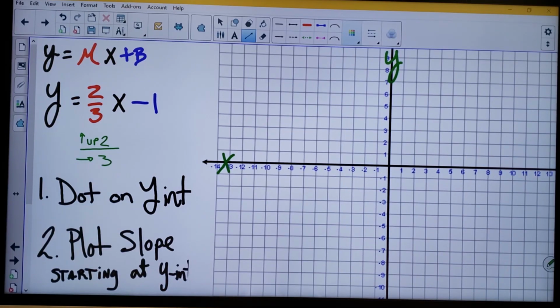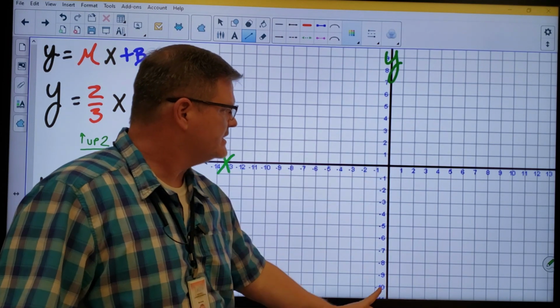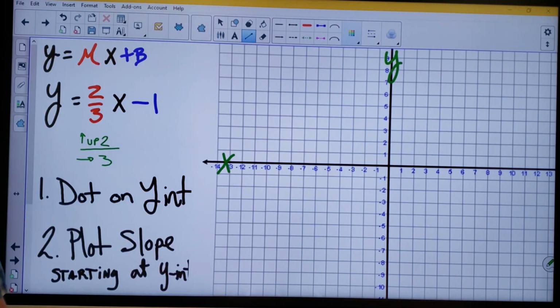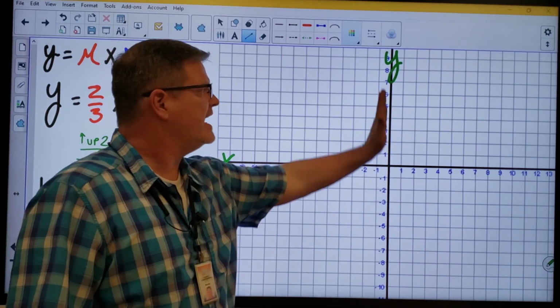One of the benefits of the slope intercept form and why it's so useful is when it comes to graphing. You've learned various ways to graph up to this point in your math classes. But if you have something written in slope intercept form, it is the easiest way that I know of to graph a line. And to do so, we're going to start with putting a dot on the y-intercept. Now the y-intercept is where the y-axis, our vertical axis right here, that is where the line that we're graphing is going to cross this y-axis.